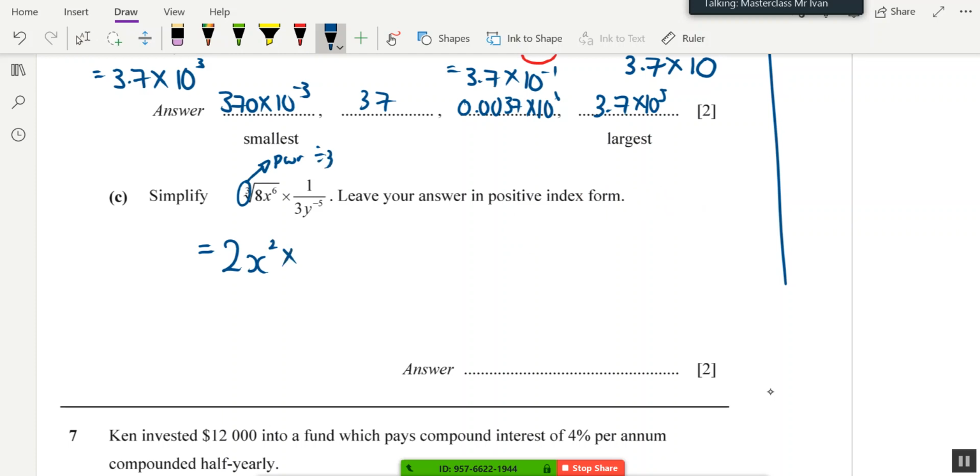Next one, look here, the power negative 5 only belongs to the y. I go through with you this one 1,000 times. So what happened to this y? I'll bring up. The 3 can bring up or not? No. The 3 cannot bring up because the negative 5 only belongs to the y. So only the y can go up. Understand? So that's why the answer is 2x squared y to the power of 5 over 3.